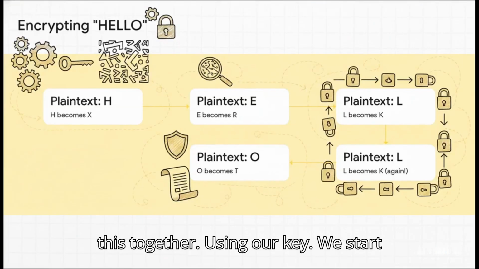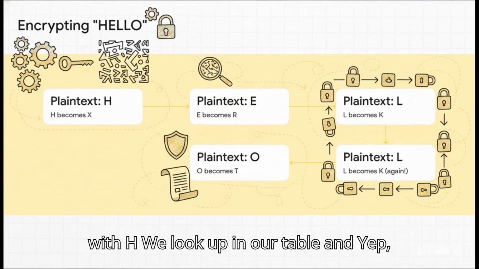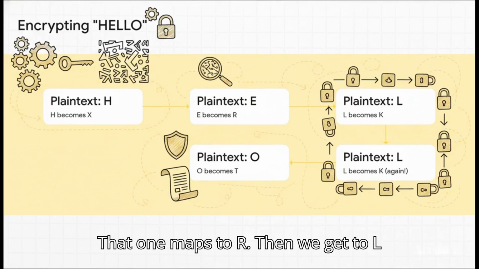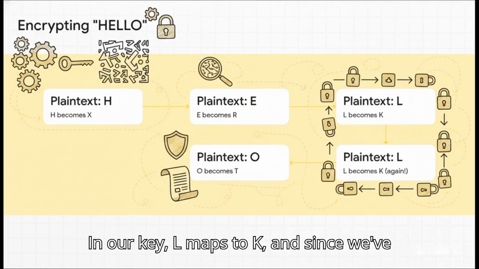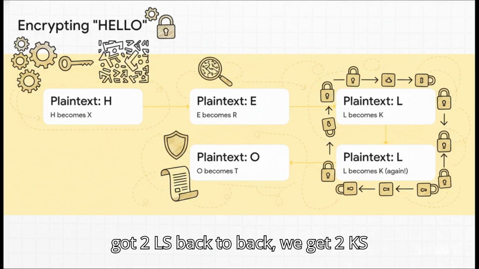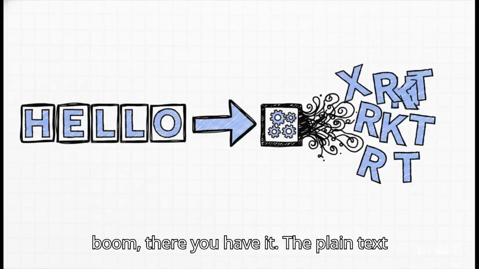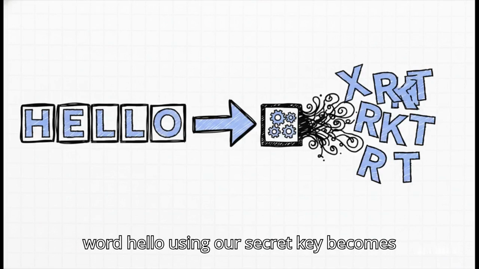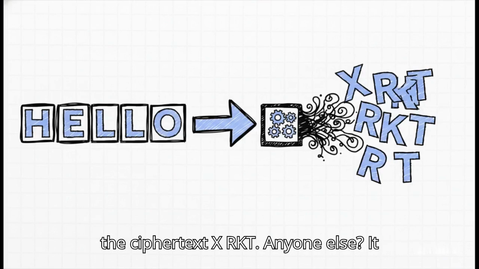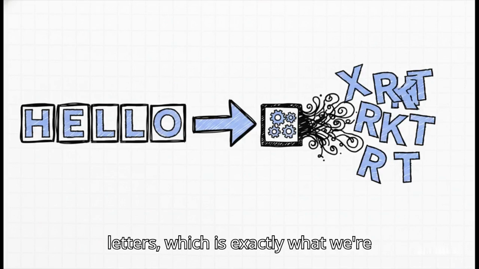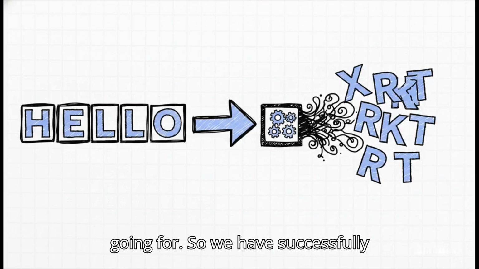All right, let's do this together using our key. We start with H. We look it up in our table and yep, H maps to X. Easy enough. Next is E. That one maps to R. Then we get to L. In our key, L maps to K. And since we've got 2 L's back to back, we get 2 Ks. Simple. And finally, O maps to T. And boom, there you have it. The plain text word hello using our secret key becomes the ciphertext XRKKT. To anyone else, it just looks like a bunch of random letters, which is exactly what we're going for.